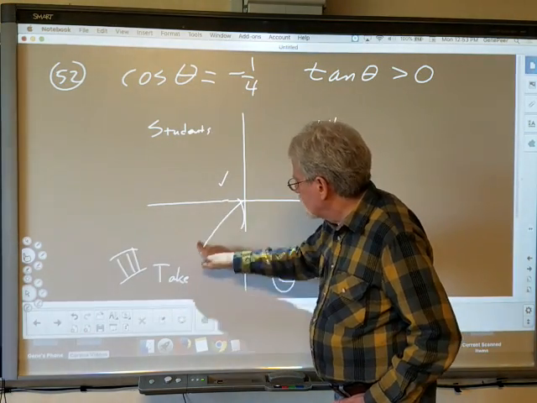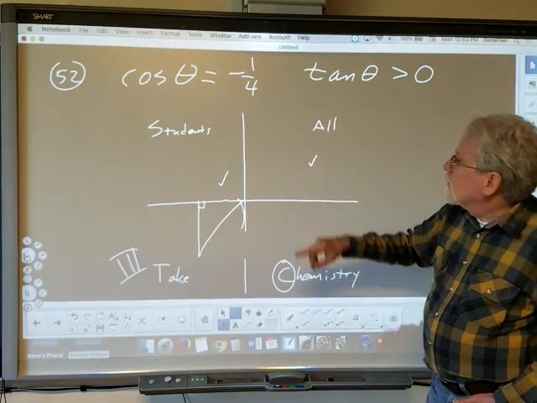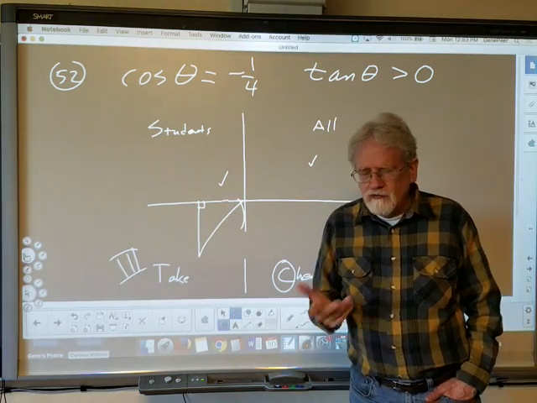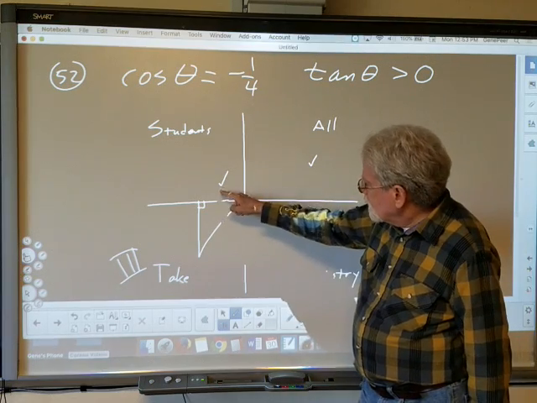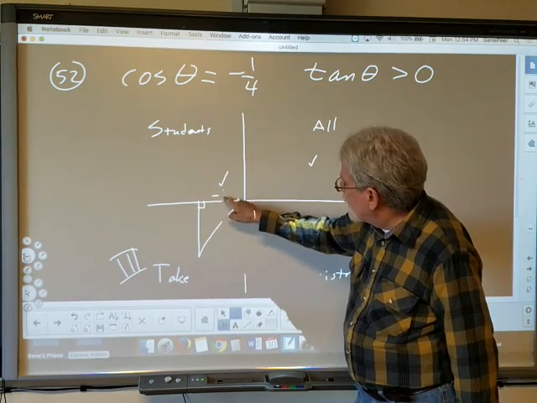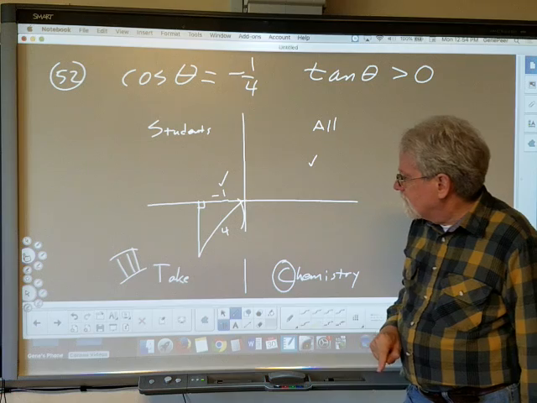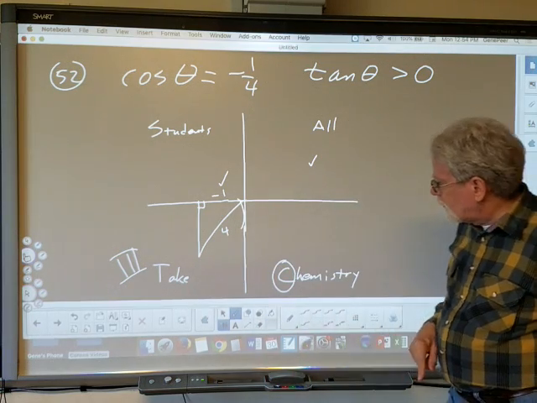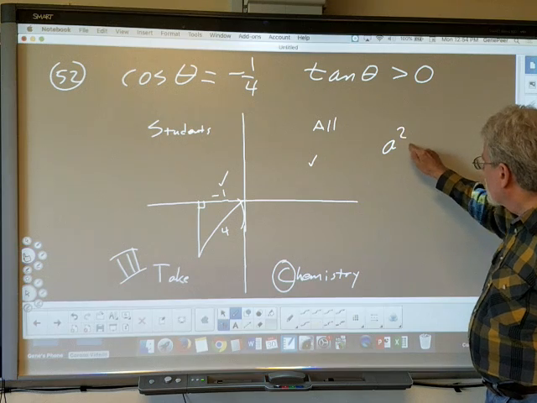So we'll draw our triangle in quadrant 3. Now, we know the cosine is negative 1/4. Cosine, SOH CAH TOA, adjacent over hypotenuse. Adjacent over hypotenuse will be negative 1/4. From there, we have to go to a little more trouble than we went to on the previous example. We've got to use Pythagorean theorem.